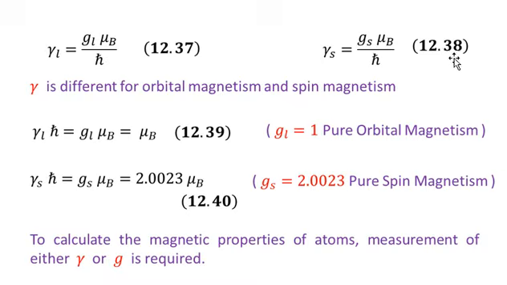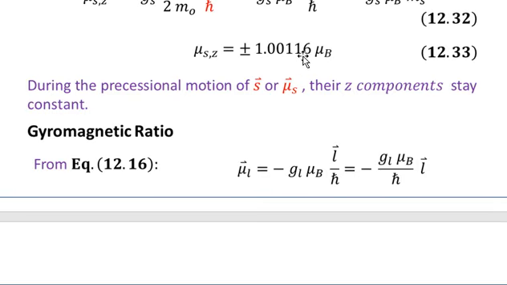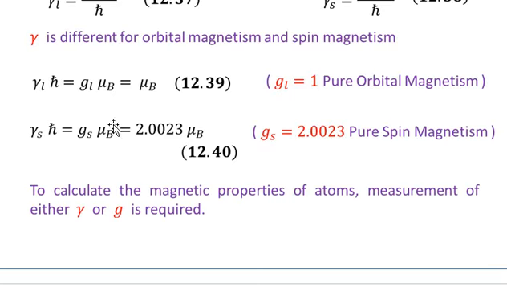Now we can also write equation number 12.38 in the following form: gamma S multiplied by H bar is equal to GS times mu B. And here the value of GS is equal to 2.0023. This is the value of GS that we have obtained from the previous expression, because the value in equation number 33 multiplied by 2 will give you the actual value of GS, which we have shown in equation number 40. So gamma S H bar is equal to 2.0023 times mu B, and the value of GS is equal to 2.0023. This is the value of GS in the case of pure spin magnetism.